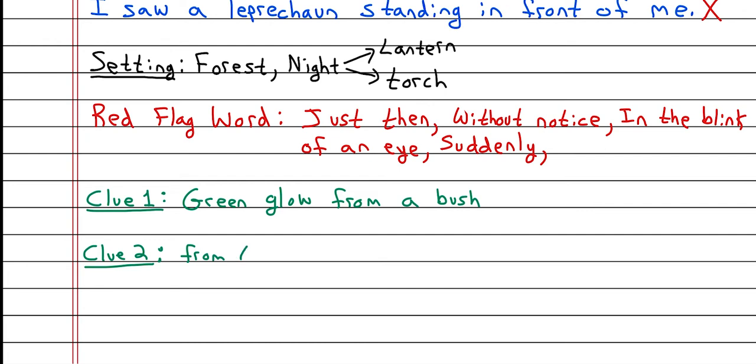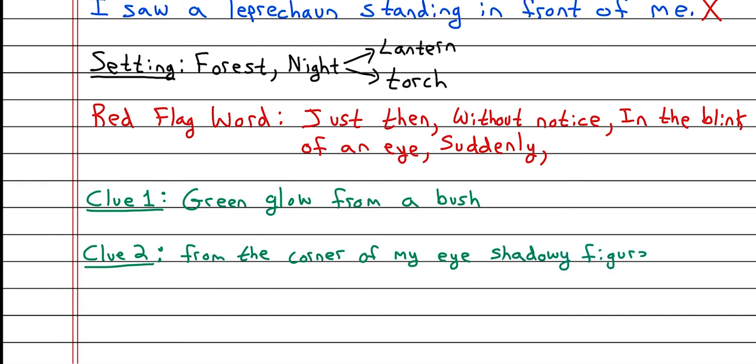So I'm going to say from the corner of my eye, and I'm going to be reading this story in the first person. Yes, it's a story about a woman, but I'm going to write it in the first person. So from the corner of my eye, what do I see from the corner of my eye? Well, I see a shadowy figure.